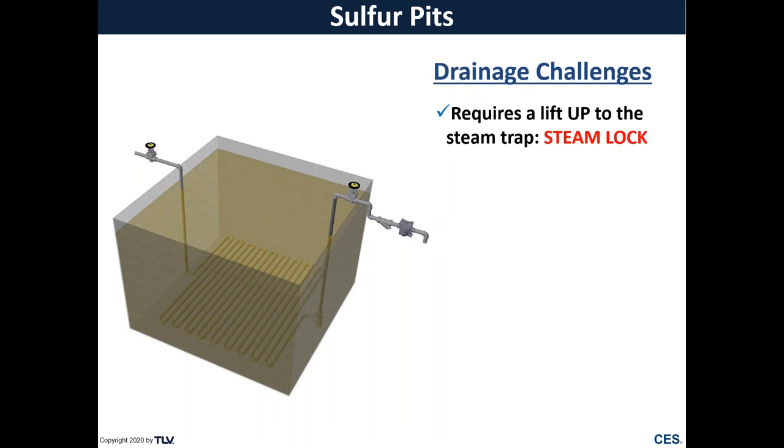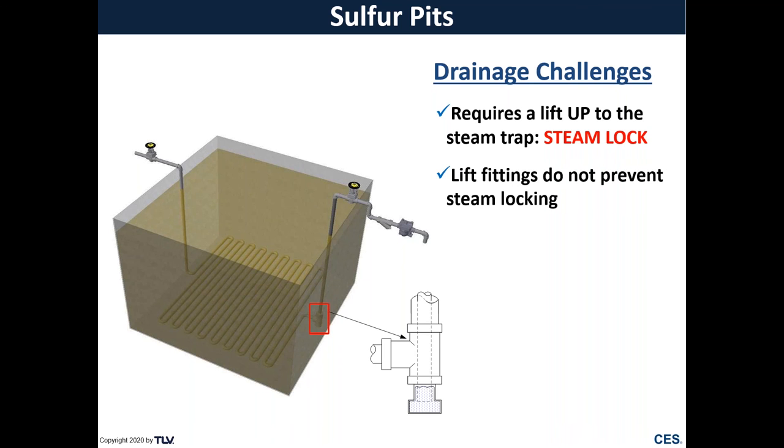And the challenges are identical as well. In each case, condensate must be lifted vertically to the steam trap. Now, we often hear that sulfur pit coils might utilize a lift fitting, like I'm showing here, which is designed to keep steam at the bottom of the coil and only allow condensate to pass. Now, caution that while these may help mitigate steam locking, they do not altogether prevent steam locking.